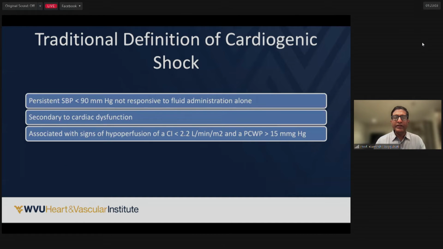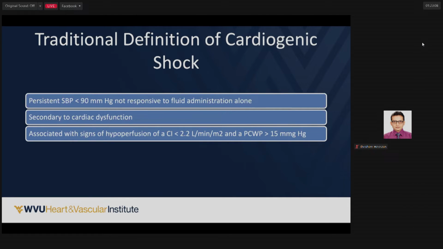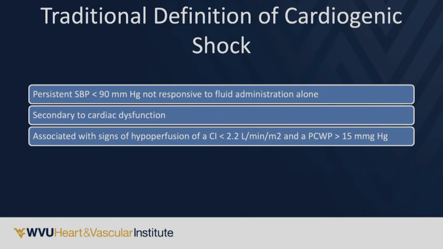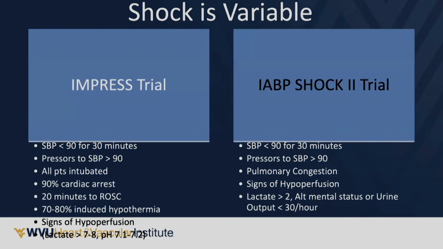One came in from home as a cardiac arrest, and the other went into cardiac arrest 1 hour after MI. The definition of cardiogenic shock is always difficult in certain states, but the SCAI, with multiple disciplines coming together, finalized the diagnosis: persistent systolic blood pressure less than 90, not responding to fluid administration alone, secondary to cardiac dysfunction, associated with signs of hypoperfusion, with a cardiac index less than 2.2 liters per minute per square meter and a wedge pressure more than 15 millimeters of mercury.